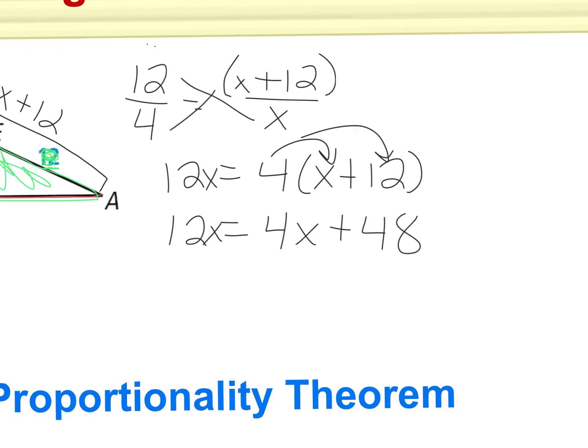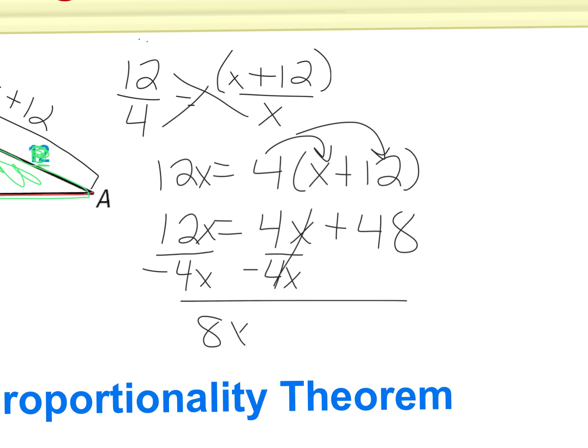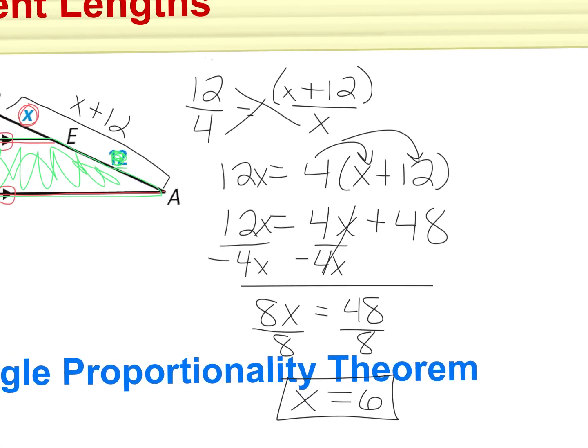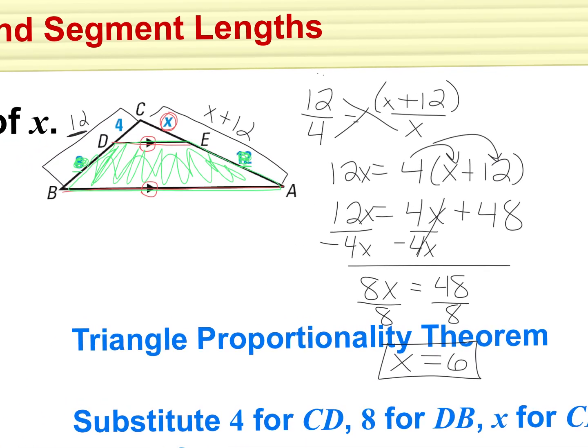Now, last semester we sometimes struggled with this. We want to get our x's together. How do I get them together? Minus 4x from both sides. Move 4x over. So we have 8x equals 48. Last step, divide by 8. We get x equals 6. Yep. So we are just adding overlapping triangles to the proportions.